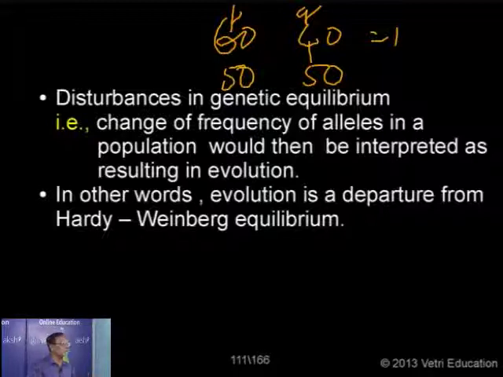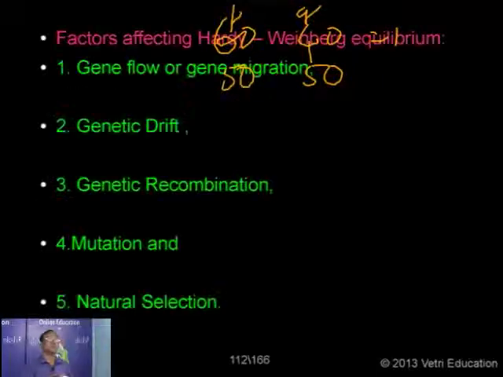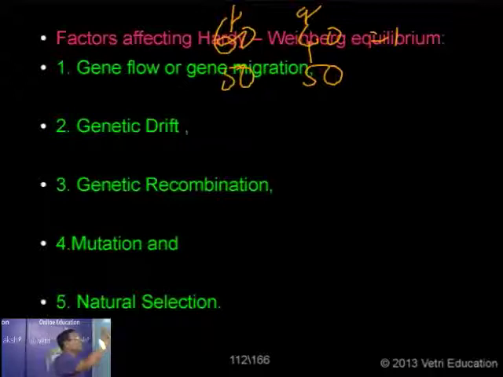So anyway, if there is any change from Hardy-Weinberg equilibrium, then we can say it is a departure from equilibrium, which is evolution. Actually, evolution is nothing but a departure from Hardy-Weinberg equilibrium. That is, evolution has already occurred from the starting point of this genetic equilibrium if there is any change in allelic or genotype frequencies. That is why Hardy-Weinberg equilibrium is considered a departure point for evolution. Or we can say evolution is a departure from Hardy-Weinberg equilibrium.